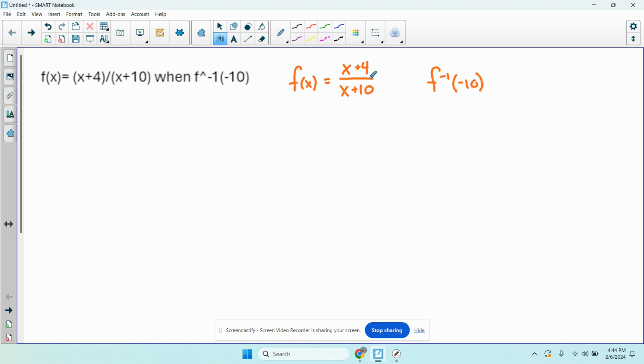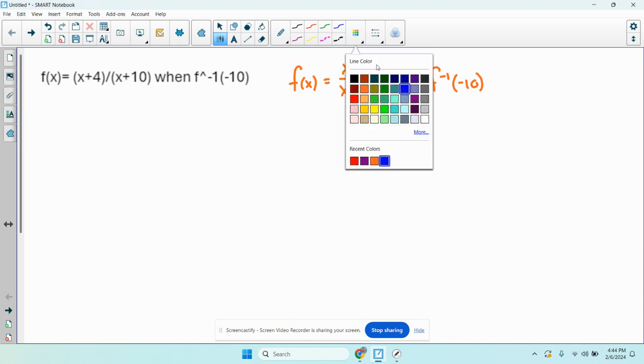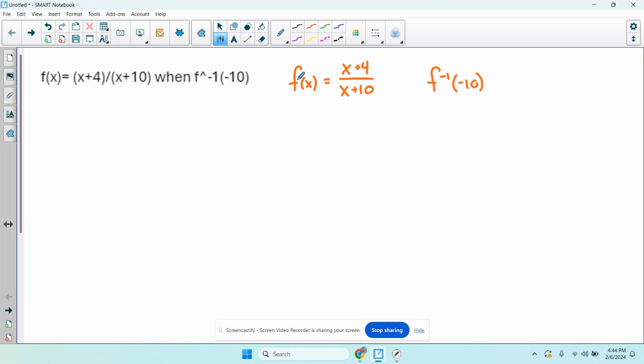So, I guess the most straightforward way to do this would be to start by finding the inverse. If I have a function and I want to find the inverse, the first thing I do is replace f of x with y. So that f of x becomes y. Then immediately switch every y to an x and every x to a y.